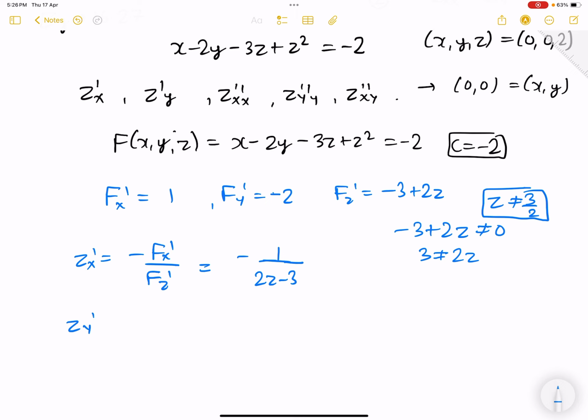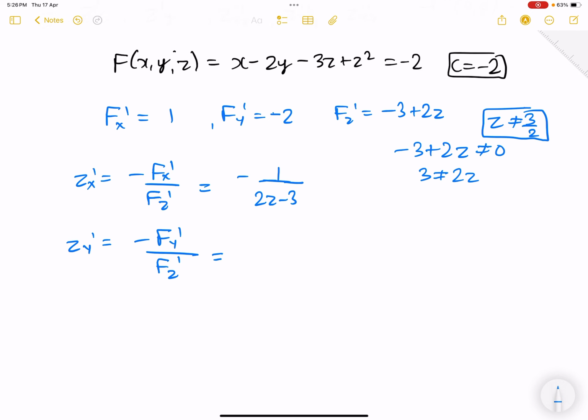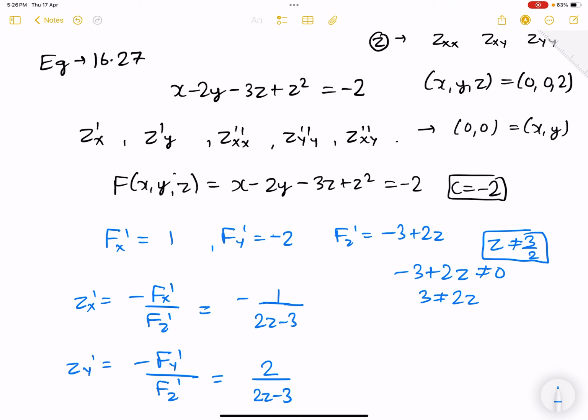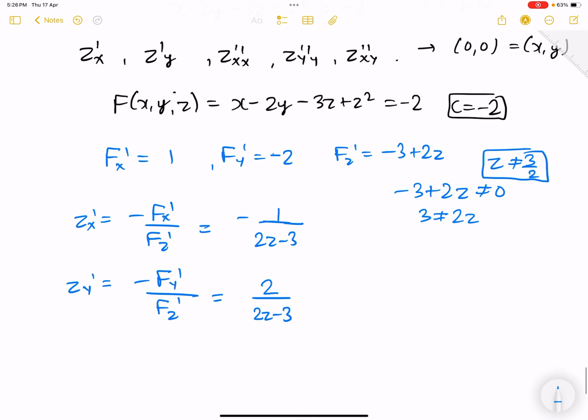z dash y भी निकाल लोगे, minus fy dash upon fz dash. So this is coming out to be minus of minus 2, 2 upon 2z minus 3. अब अगर x0 y0 और z2 है, तो this z dash x क्या आ जाएगा, z अगर 2 है तो -1 upon 4 minus 3, so हाँ -1 आ गया, and this would be 2 upon 1 which is 2.